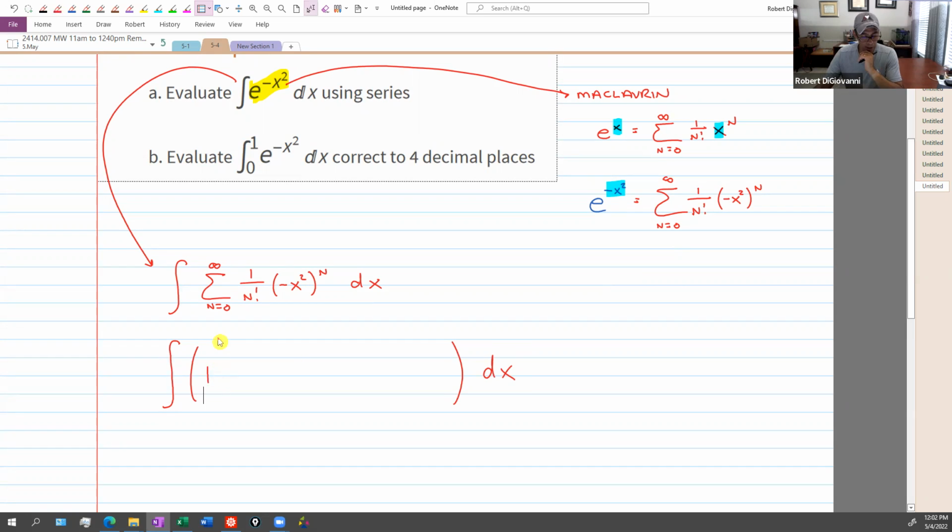What about if n is 1? 1 over 1. Negative x squared to the first power is just negative x squared, right? So minus x squared. What would happen if I plug in 2? We're going to get a plus 1 over 2 factorial, even though 2 factorial is 2. When I square this, that's why it was positive, right? Because when I square this, it gets positive. And when you square the squared, you get x to the 4th.